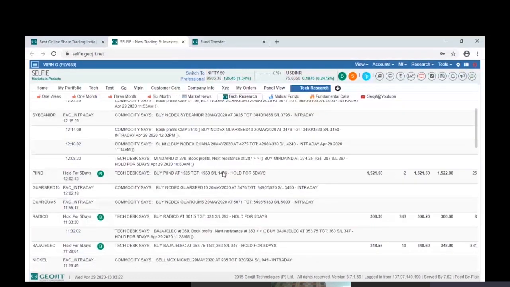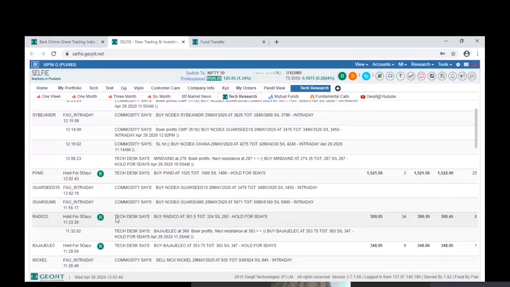So the technical research has mentioned the time at which it has been recommended for a buy. Say for example, Radico, it has been advised at 300 and 150 with a target of 324 and a stop loss of 292, and the recommendation is to hold for 5 days. So here it is a buy symbol which has come. There can be sell symbols also which can come. So you need not go back to your market watch and add Radico, and no need to waste your time.